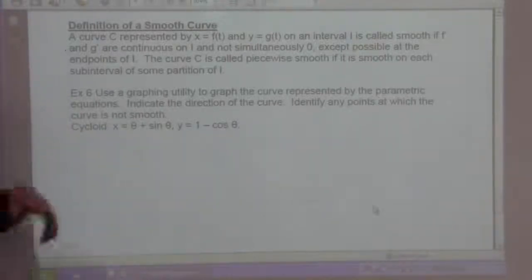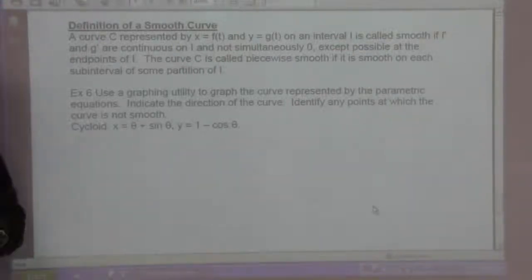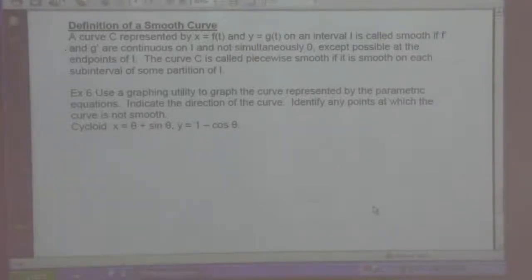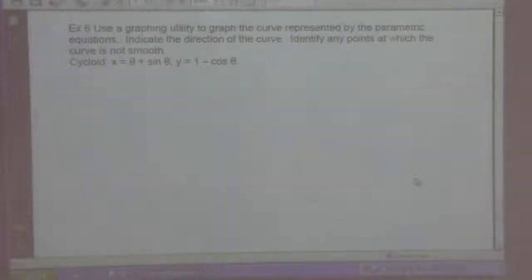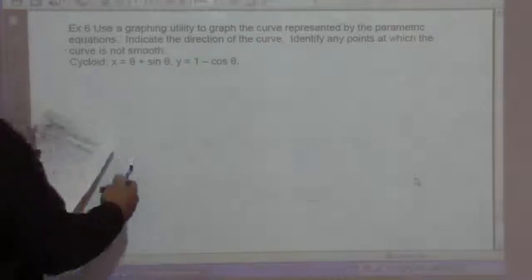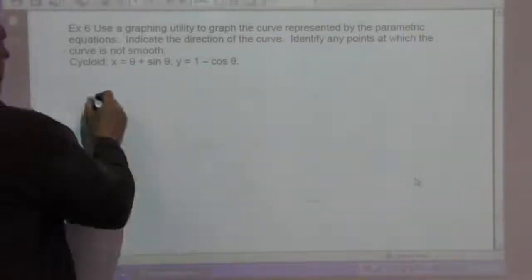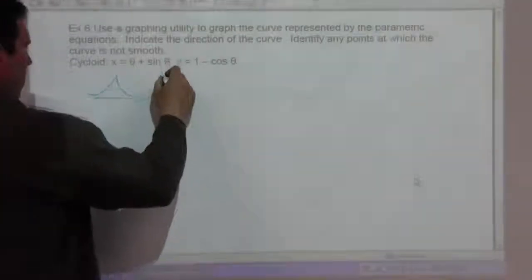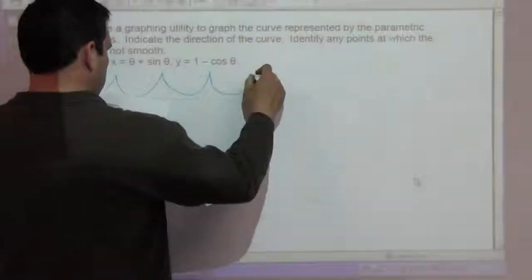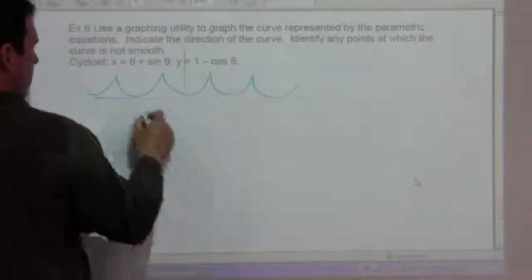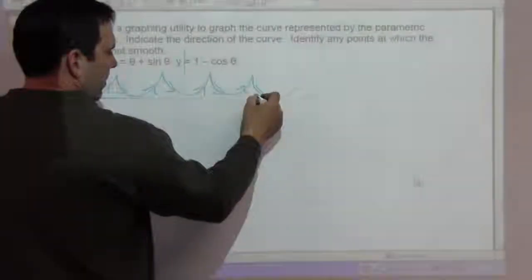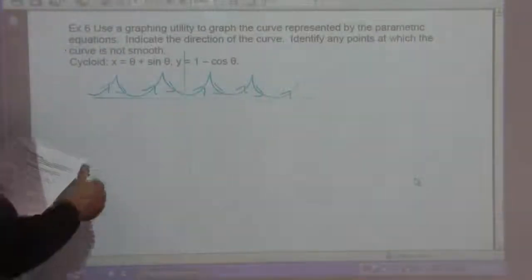Use a graphing utility to graph, and I'll draw what I got from the graphing utility, the curve represented by the parametric equations. Indicate the direction of the curve and identify any points at which the curve is not smooth. So if you were to graph this one, it would look like this. That's the direction it's going in. It looks like waves on the ocean.